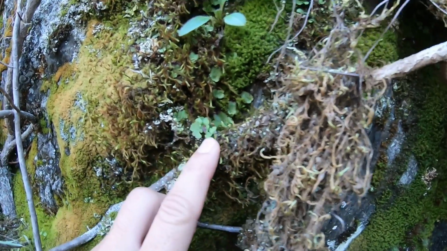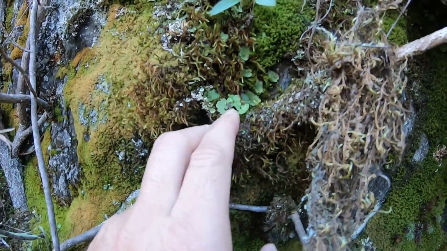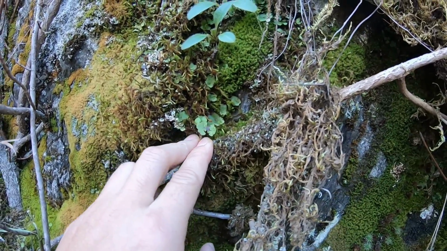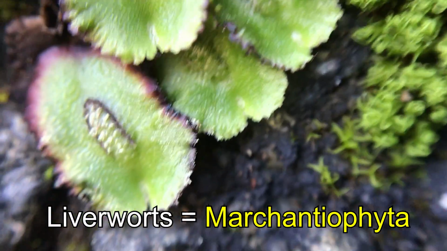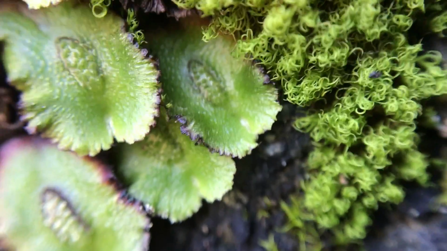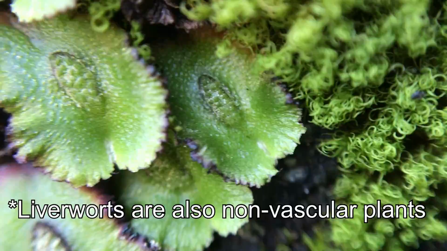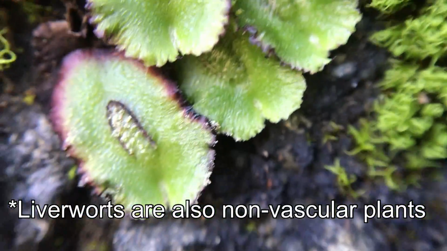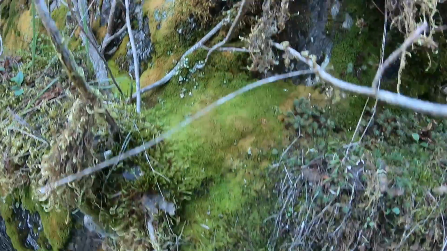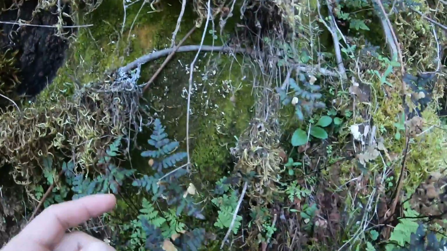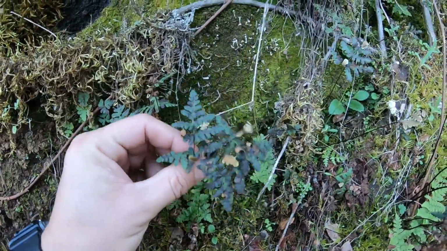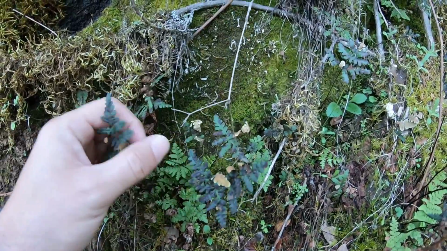Oh, we got another example of a different type of non-vascular plant. I think these are called liverworts. Another group of plants separate from bryophytes, separate from mosses. Liverworts. These are pretty cool. So away from the non-vascular plants, we also got some vascular plants in here too. These are ferns right here in the terrain.